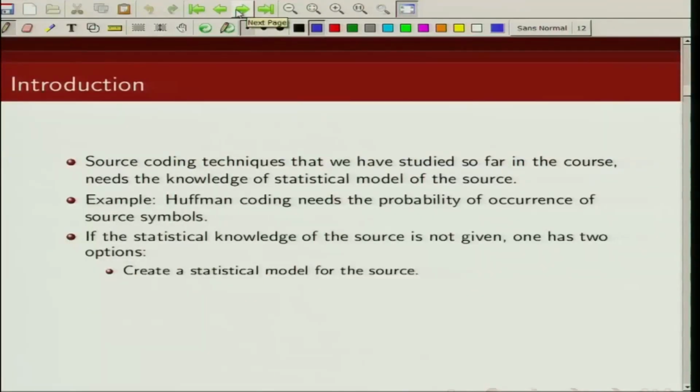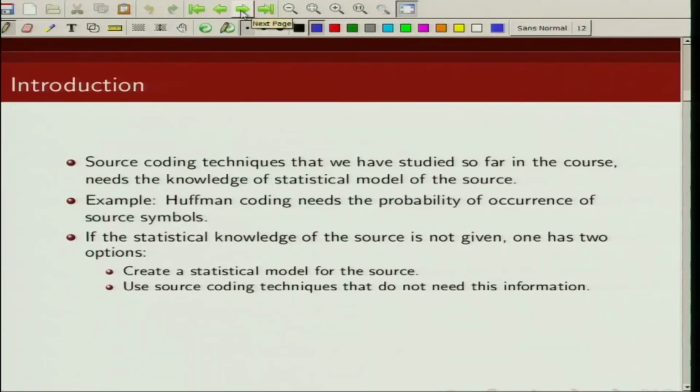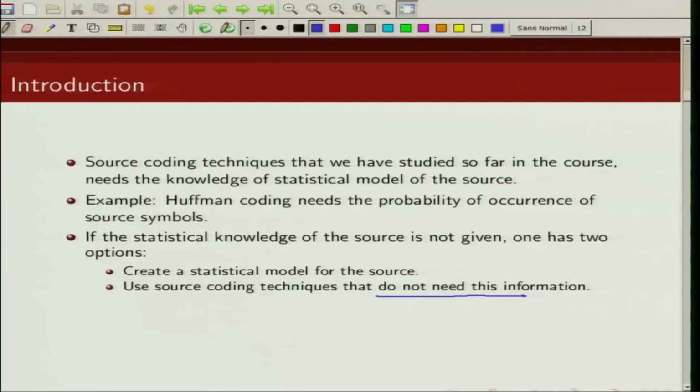What should you do? One possible thing is we could create a statistical model. So you have some initial training phase, you try to guess the probability of these various symbols which have been emitted by this source, and you create a statistical model. Other techniques could be using source compression algorithms that do not require this a priori knowledge about the source distribution. And today we are going to talk about such source compression algorithms that do not require a priori information about the source distribution.